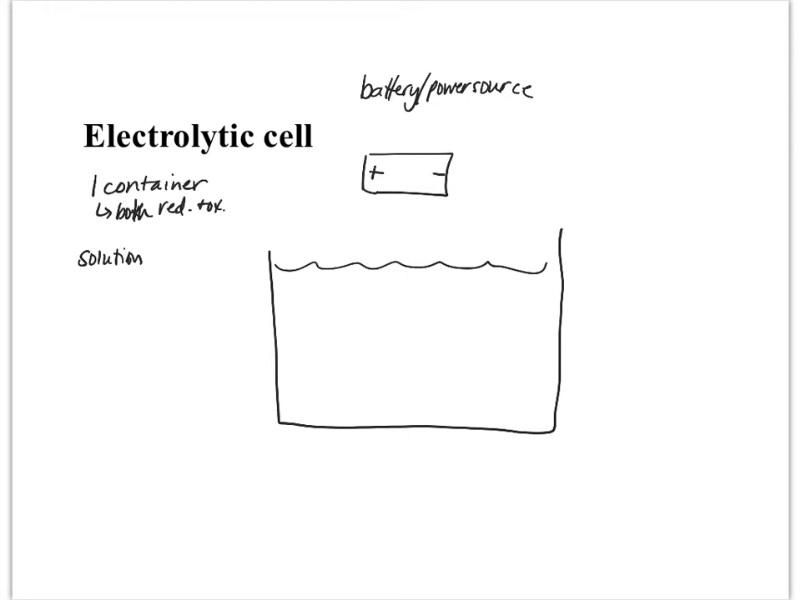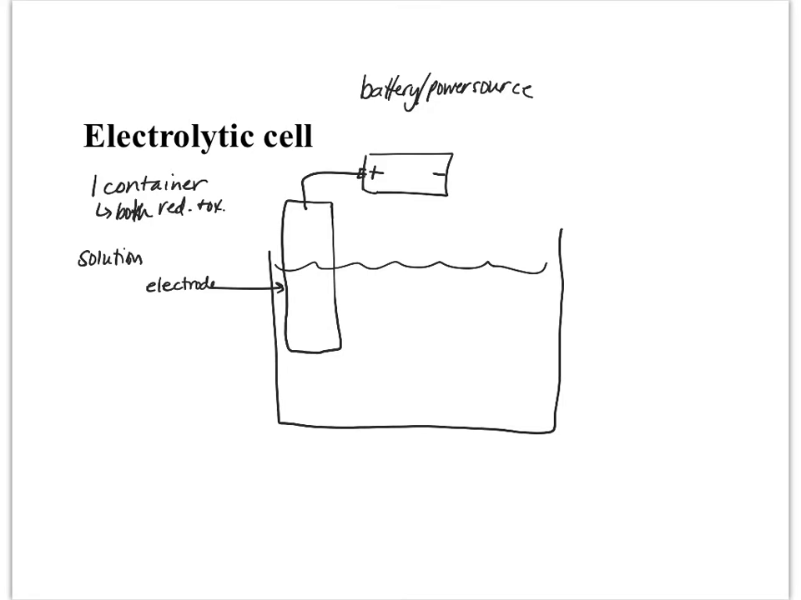Now, what's a battery? A voltaic cell. So a voltaic cell is actually needed in order to power an electrolytic cell. Now, we're going to have an electrode. And now we'll have a wire connecting it. You need that wire.